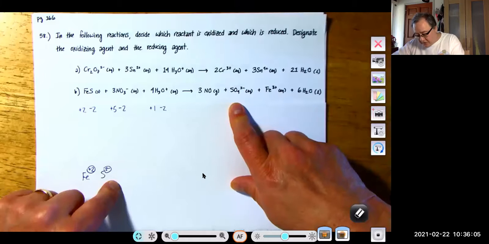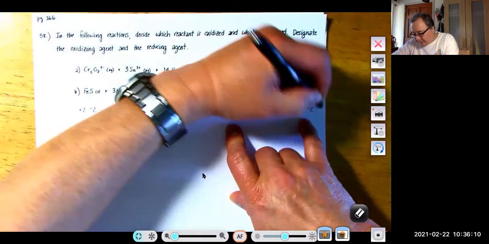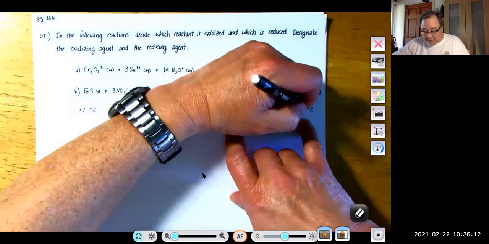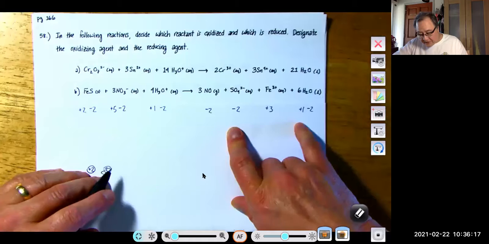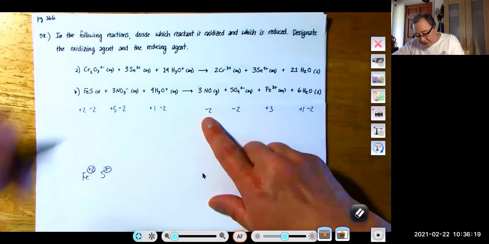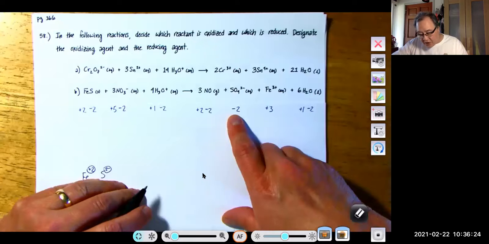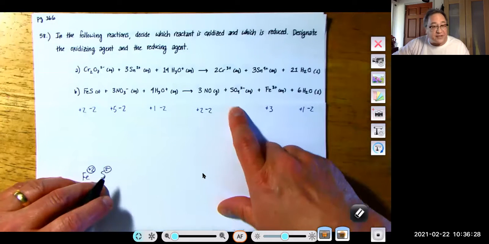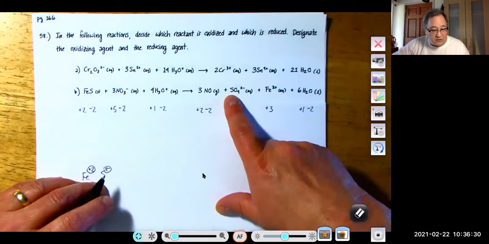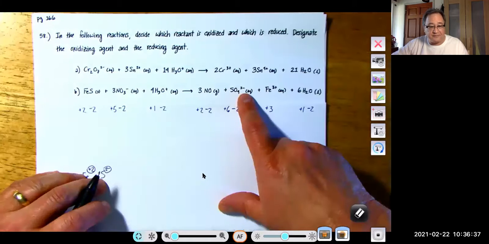So here, -2, -2, -2, +1. I'm going for the low-hanging fruit. +3, that's an easy one. This nitrogen clearly has to be a +2. And this sulfur has to be, well, I know that with the 4 oxygens, that's -8 total. So I've got to make the sulfur a +6 so that it ends up being a -2 overall.